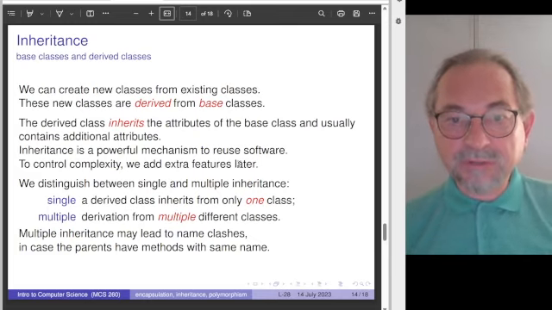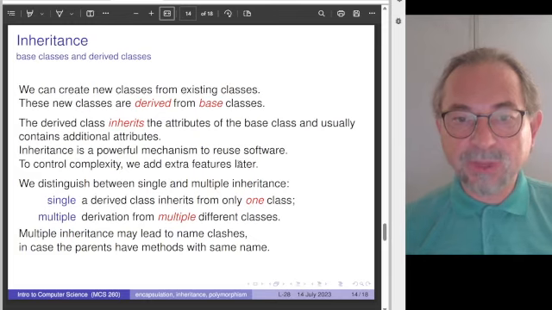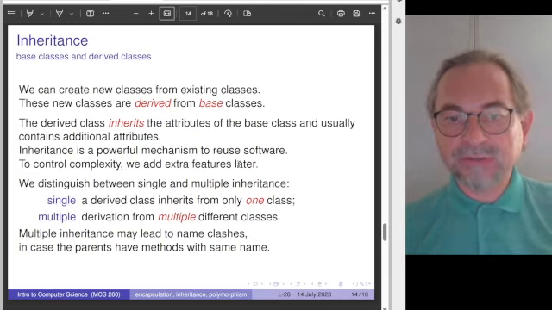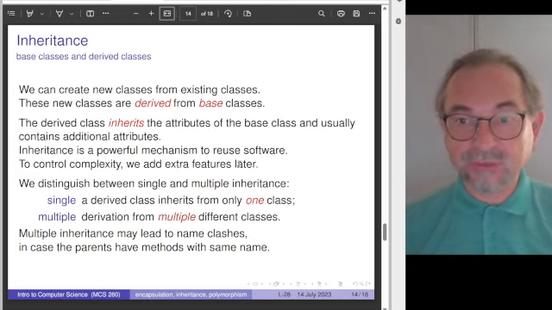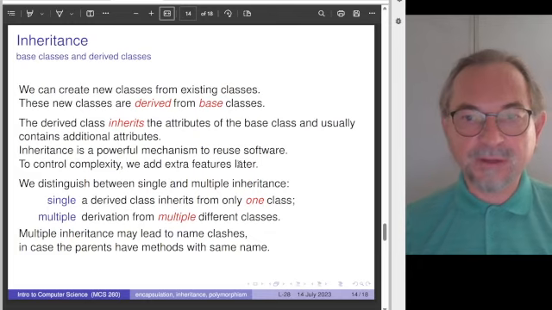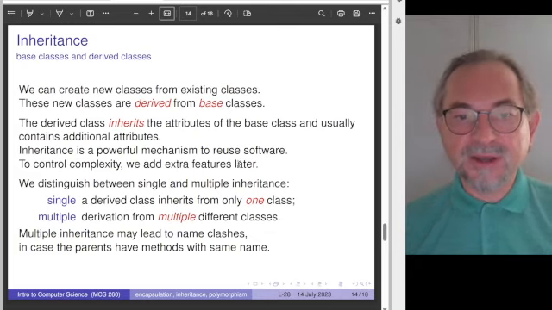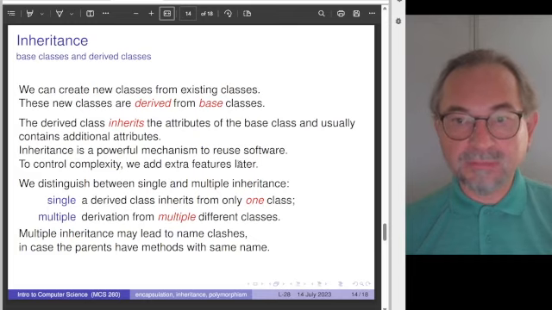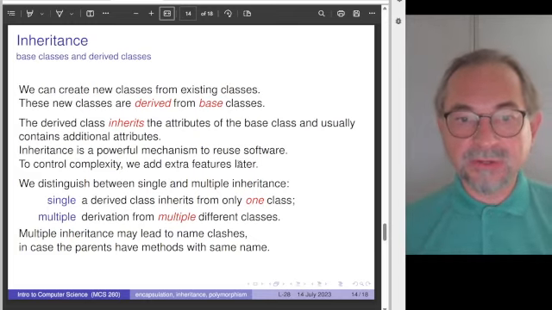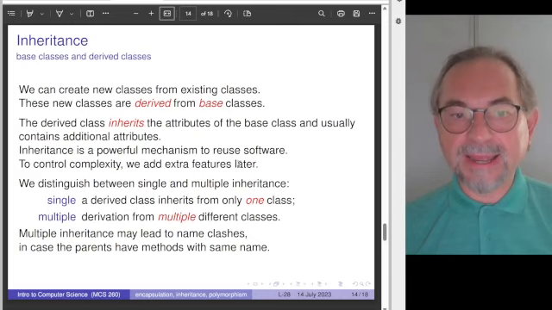We distinguish between single and multiple inheritance. With single inheritance, the derived class inherits from only one class. Then the child has only one parent. That's very limiting. We can have multiple parents, in multiple inheritance.